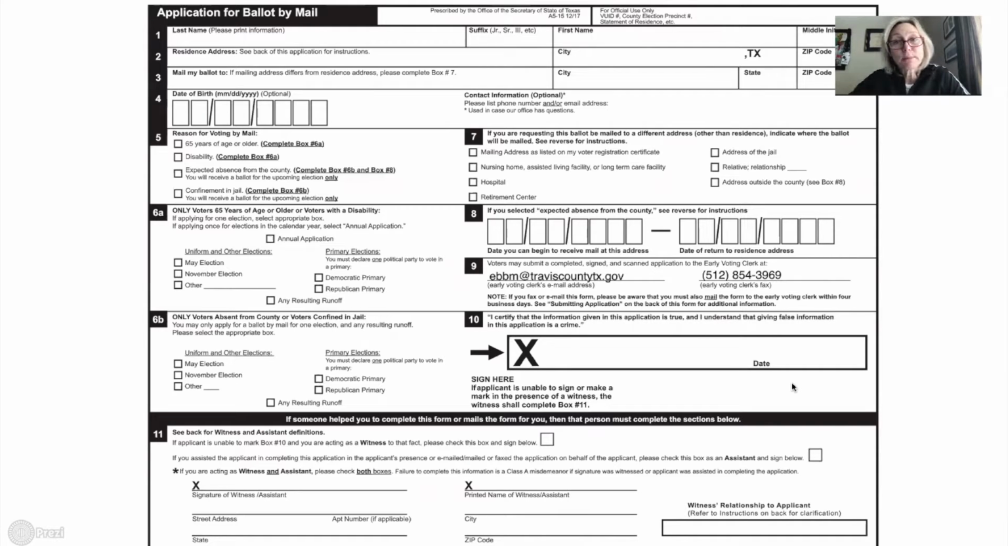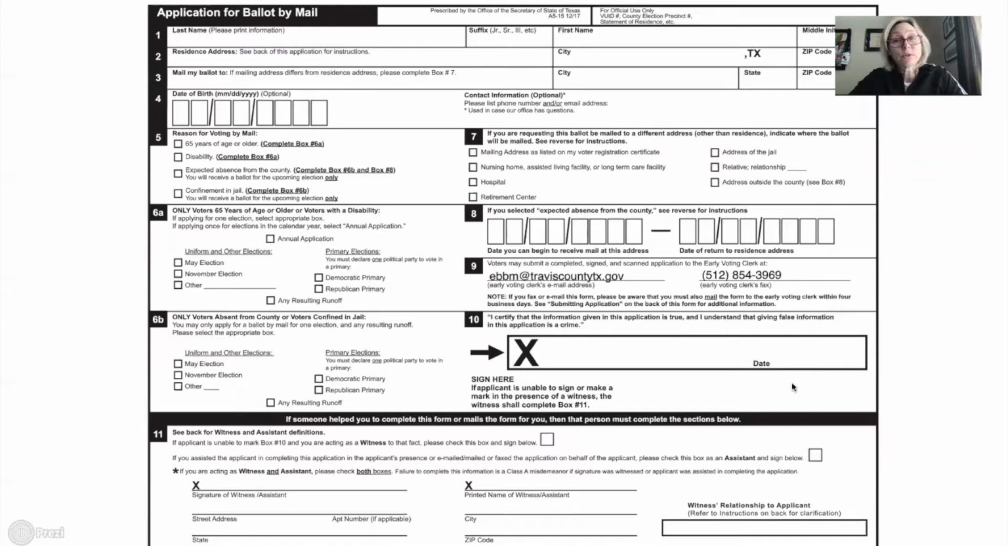Your college students may be home, and if they want to vote at their Travis County address, so they want to vote in Travis County election races, those that are on the ballot in Travis County are local election races. That might be their congressional district or the DA or the sheriff or Travis County attorney. Any of those races, they would want to complete an application by mail.